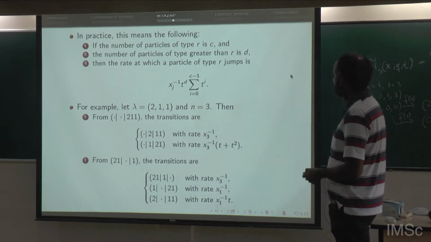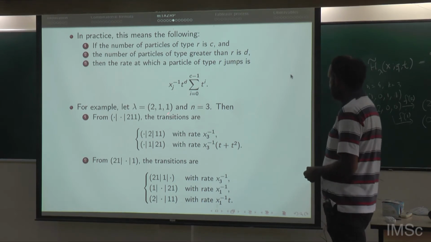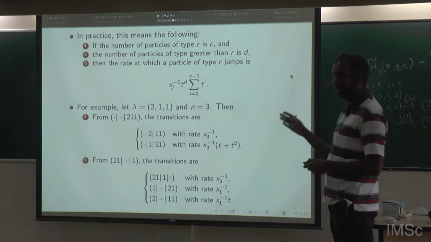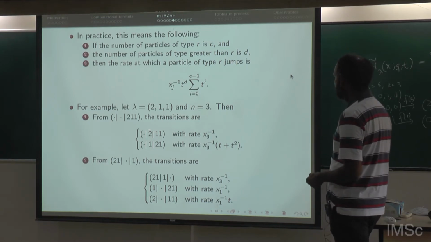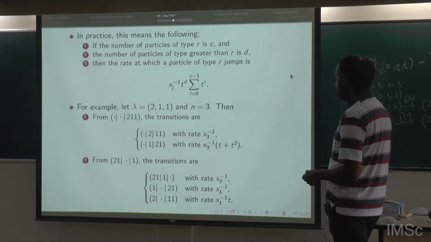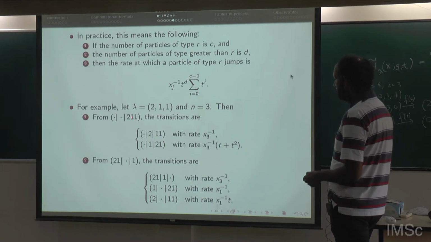So let's look at the following example. I think instead of giving the formal definition, because there's a slight issue with equality of particles, I think this example should illustrate this. So look at this configuration. So lambda is 2, 1, 1, n is 3 now, just to break some ambiguity with the cyclic order. So all of the particles are on site 3. So with rate 1 by x3, the 2 jumps.